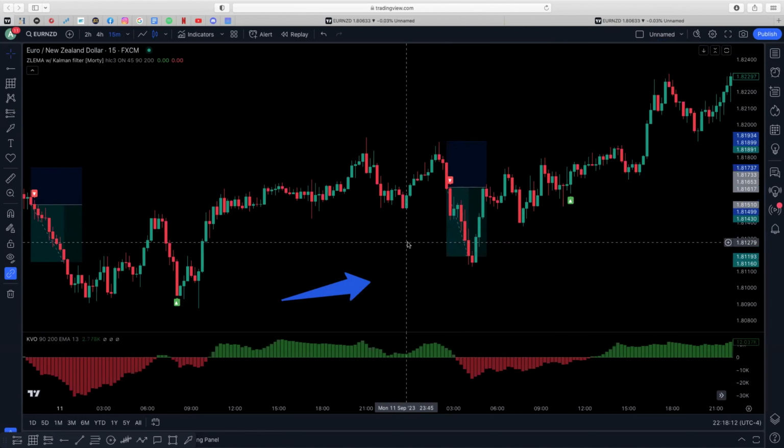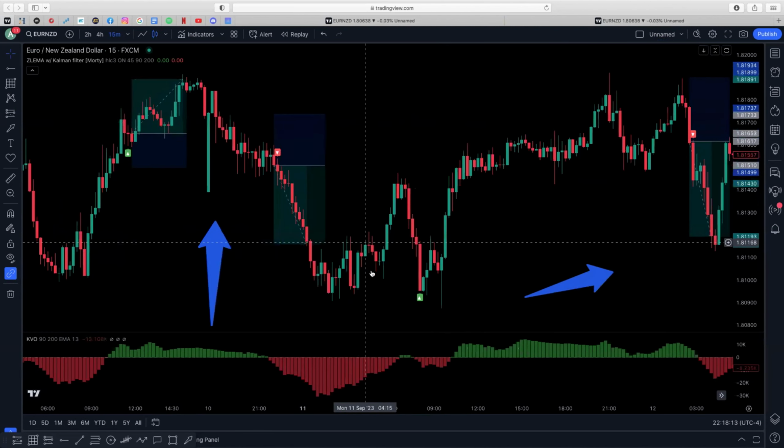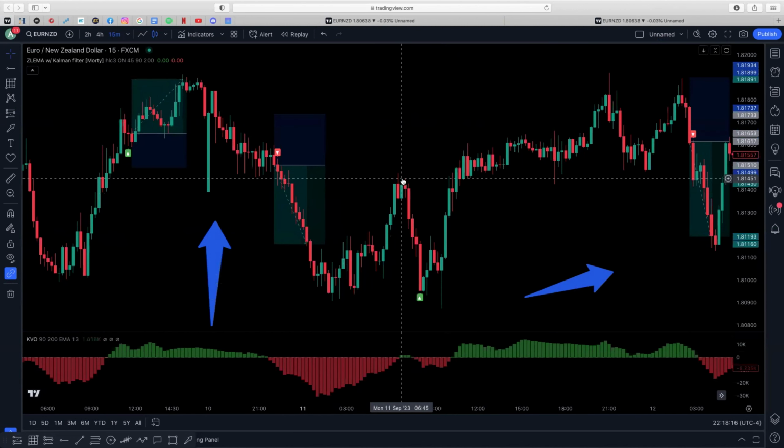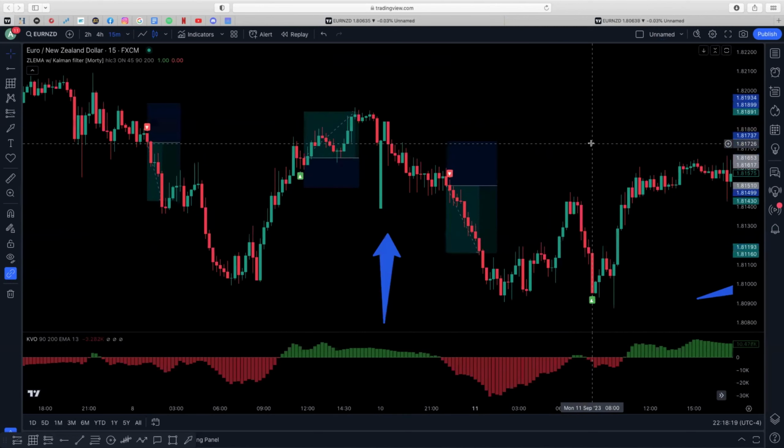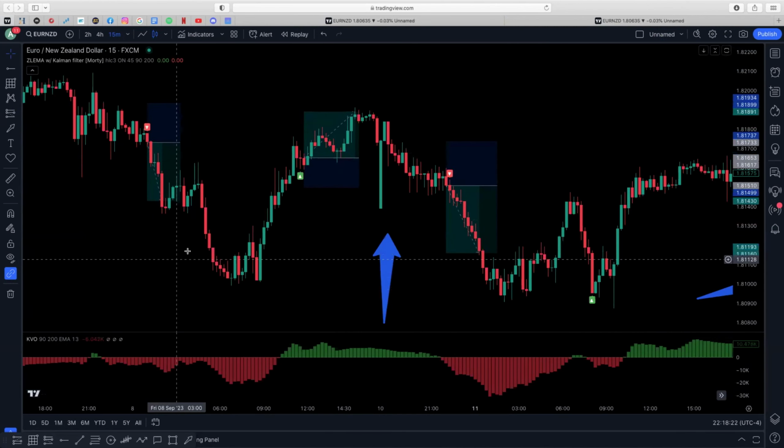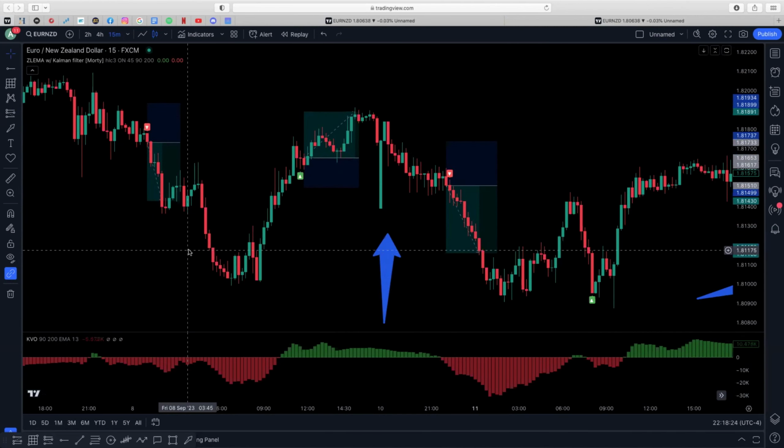Now let me show you instances where this indicator without this one could give you bad trading signals. Okay, so let's assume that this indicator did not exist, and I'll show you some examples where you could have actually taken some really bad trades.